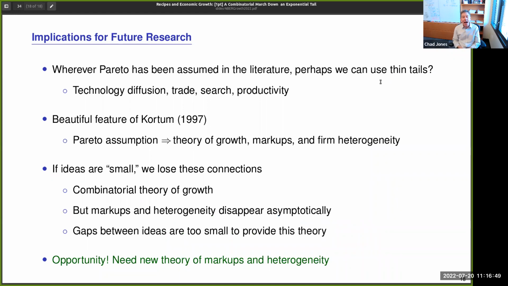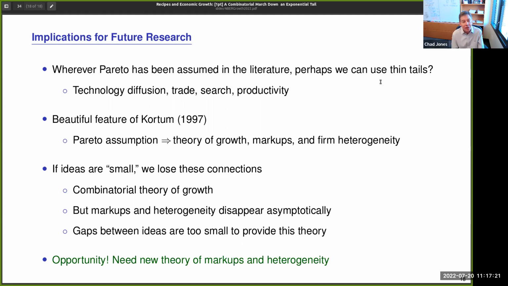Okay, finally, let me just conclude. This is the last slide. What can you do with this setup? What are some implications for future research? So first of all, wherever Pareto distributions have been assumed in the literature, maybe you can use thin tails if you're willing to use the cookbook model. So models of technology diffusion, like Lucas and Moll, Pearl and Tinetti, the trade literature, Eaton and Kortum, etc., search, productivity, all of these places. Maybe you can use thinner tails. That might be interesting.